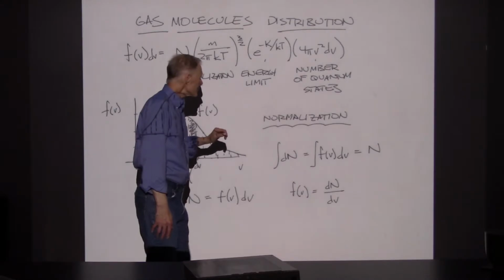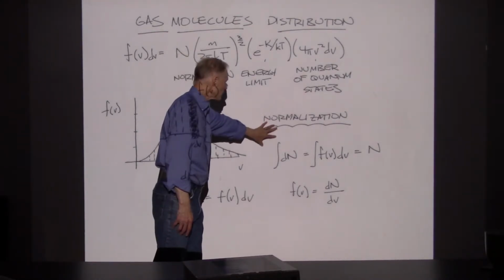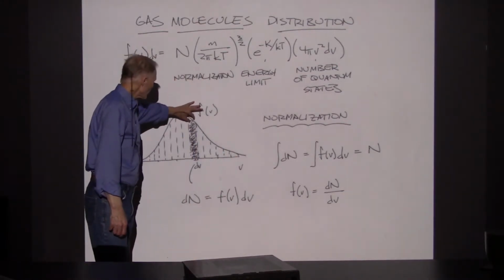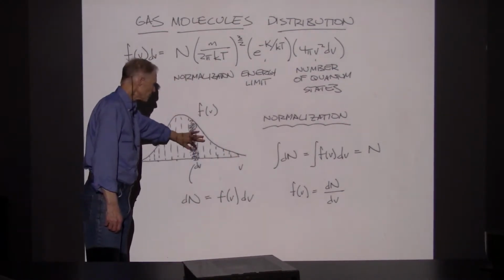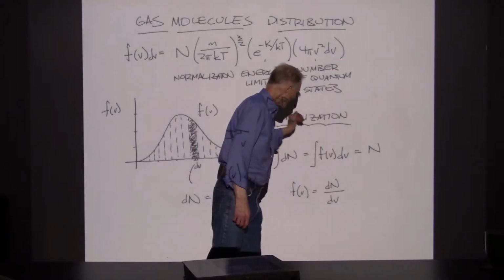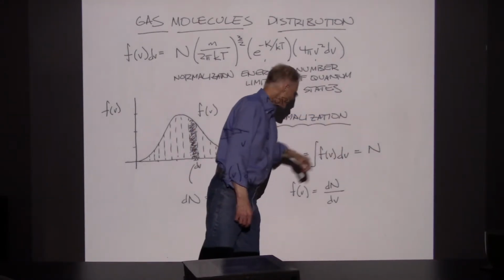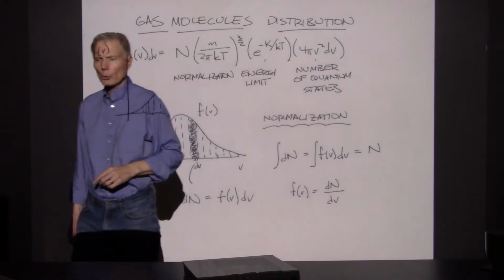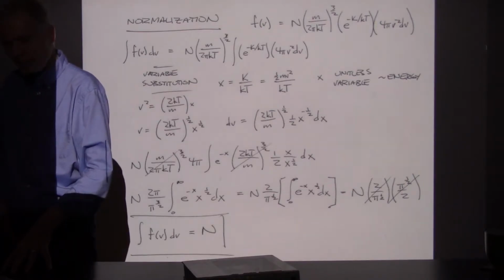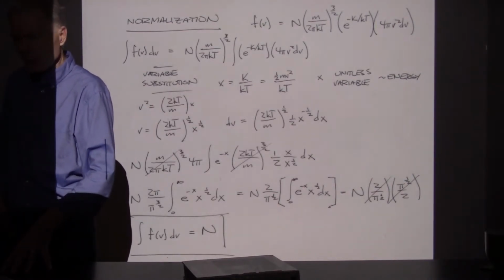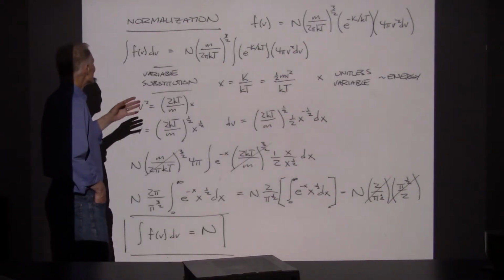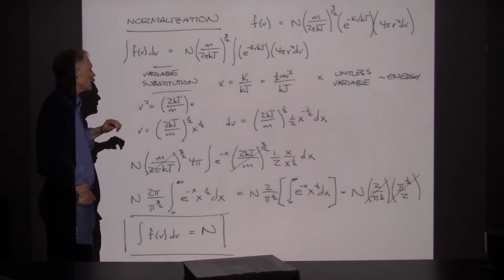The idea here for normalization would be to add together all of the individual numbers in each bin. That would say that we want to integrate the function of v dv, add it together. It should give us the total number of molecules. This is what we talked about before. Don't worry about any of this stuff. I'm going to go through it fairly quickly.